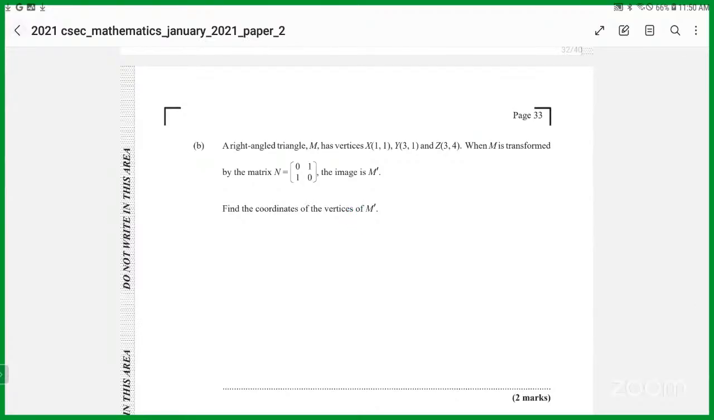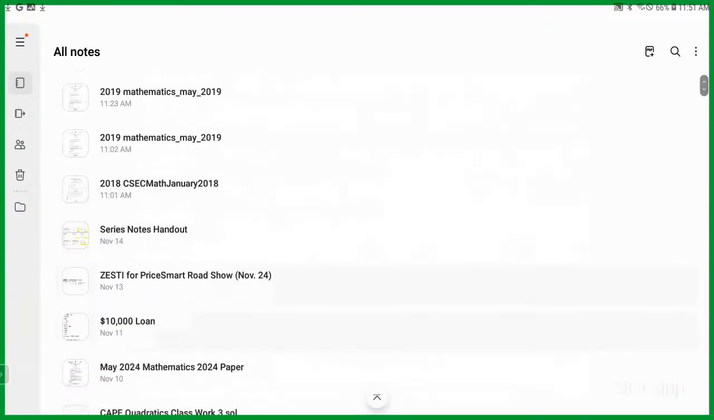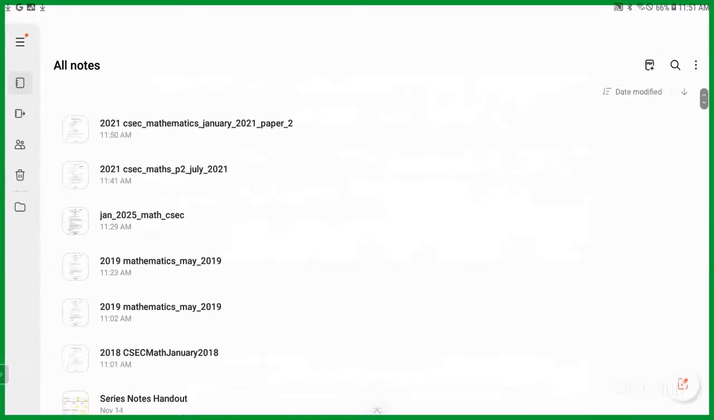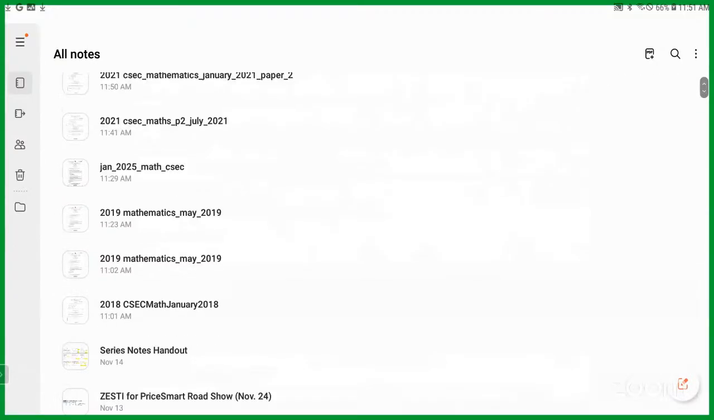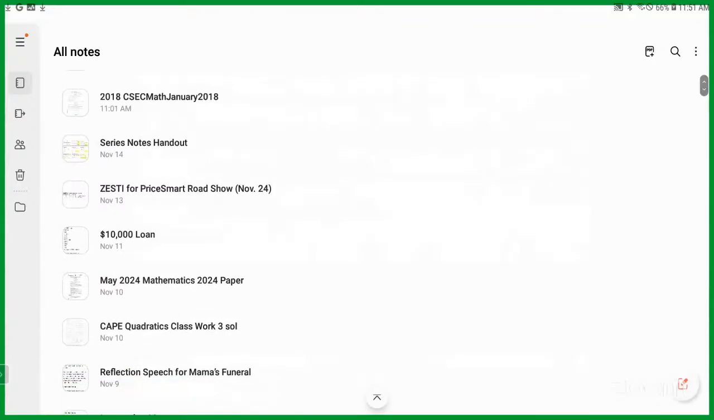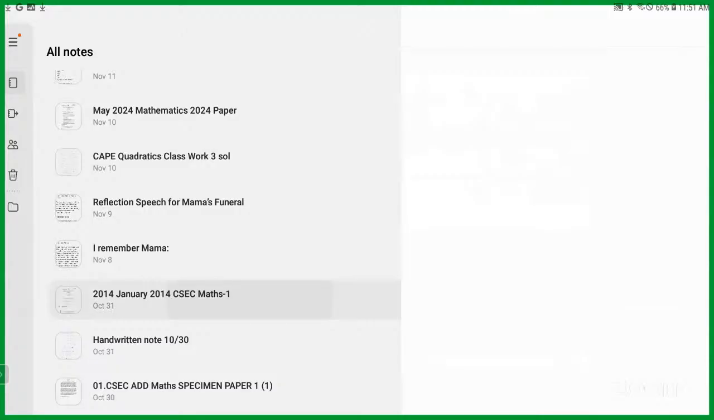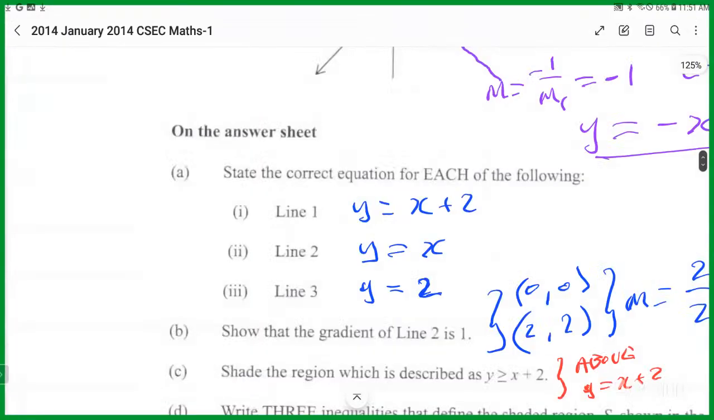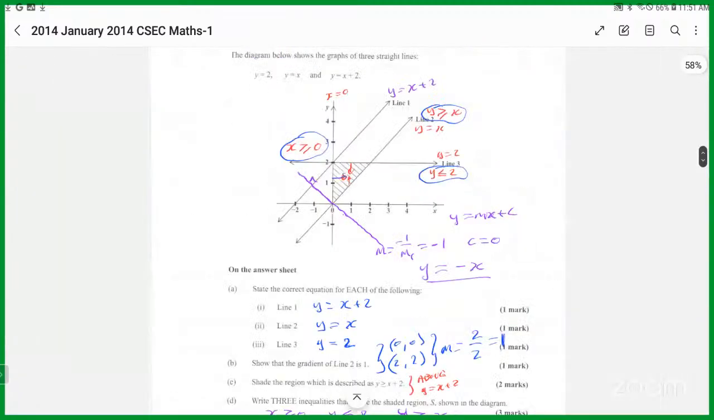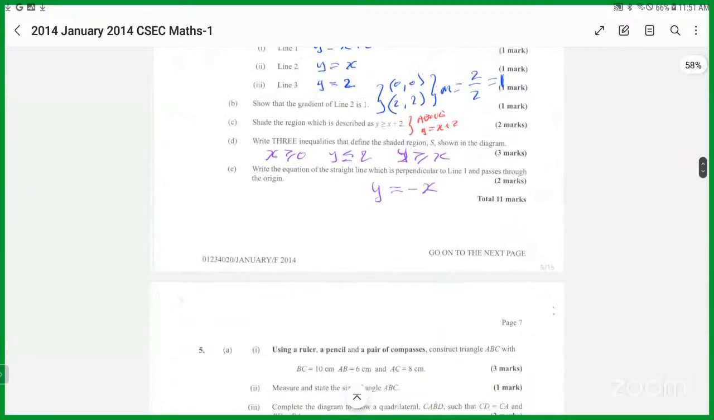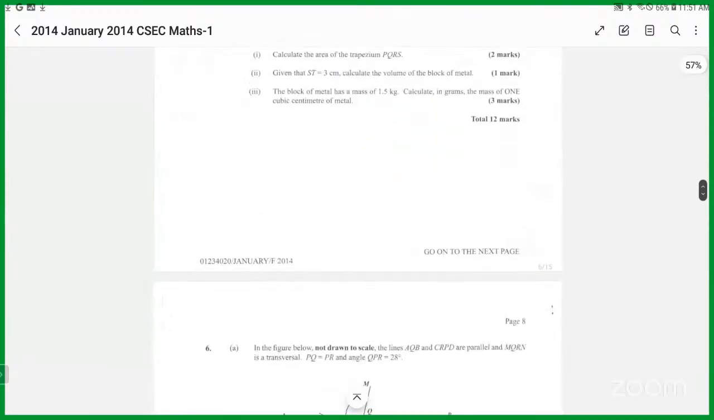Let me go down and see if I have any more that we can maybe look at. 2021 with May 2024. That was a while ago. Let's see, January 2024. Can we try this one? Or January 2014. Let's see the matrices on this.